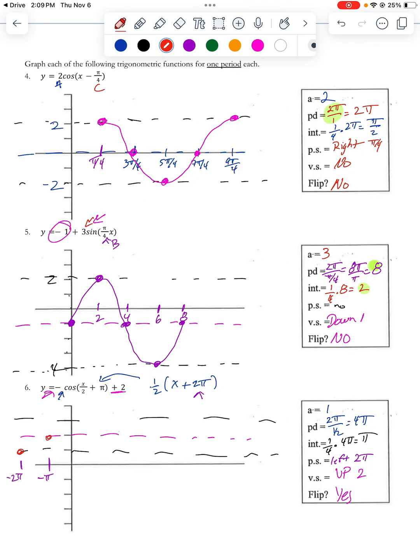Go to the baseline, up to the max. Back to the baseline, down to the minimum, and connect your dots. My period is 4 pi, right? From negative 2 pi to 2 pi is 4 pi. All right, pause.